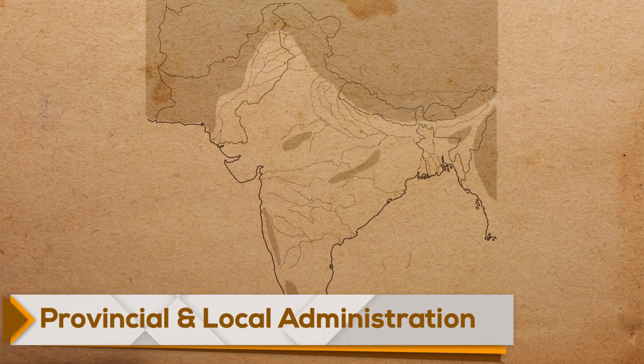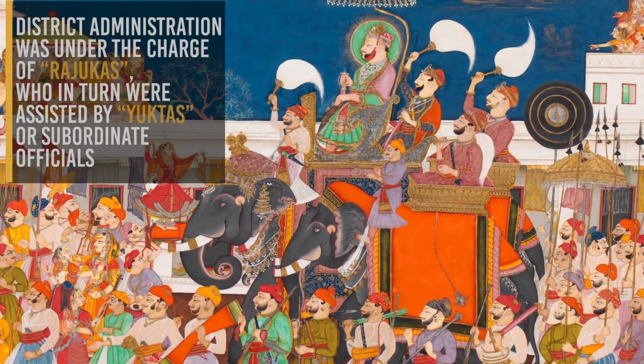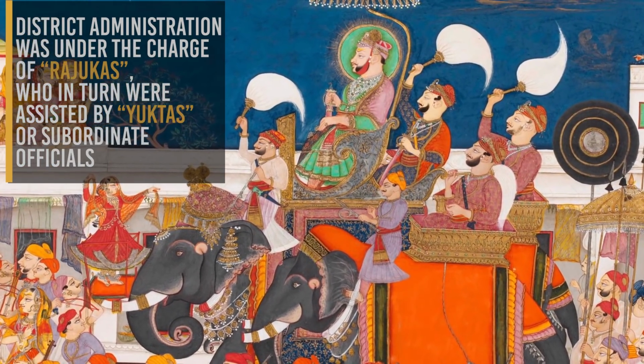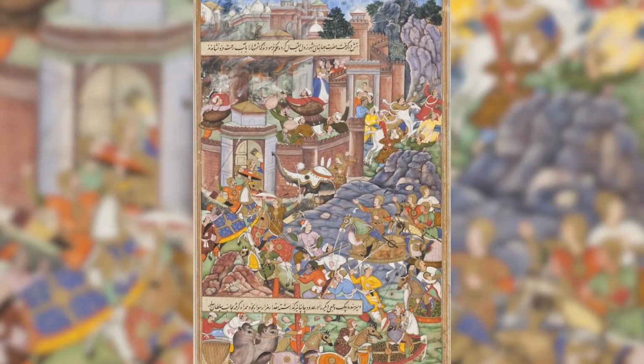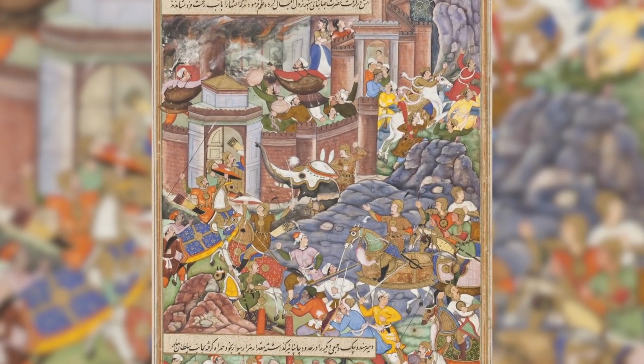Provincial and local administration. The Mauryan Empire was divided into 4 provinces with capitals at Takshashila, Ujjain, Suvarnagiri and Tosali. The district administration was under the charge of the Rajukas, who in turn were assisted by the Yuktas, or subordinate officials. Village administration was in the hands of the Gramani and his official supervisors called Gopa, head of 10 to 15 villages.